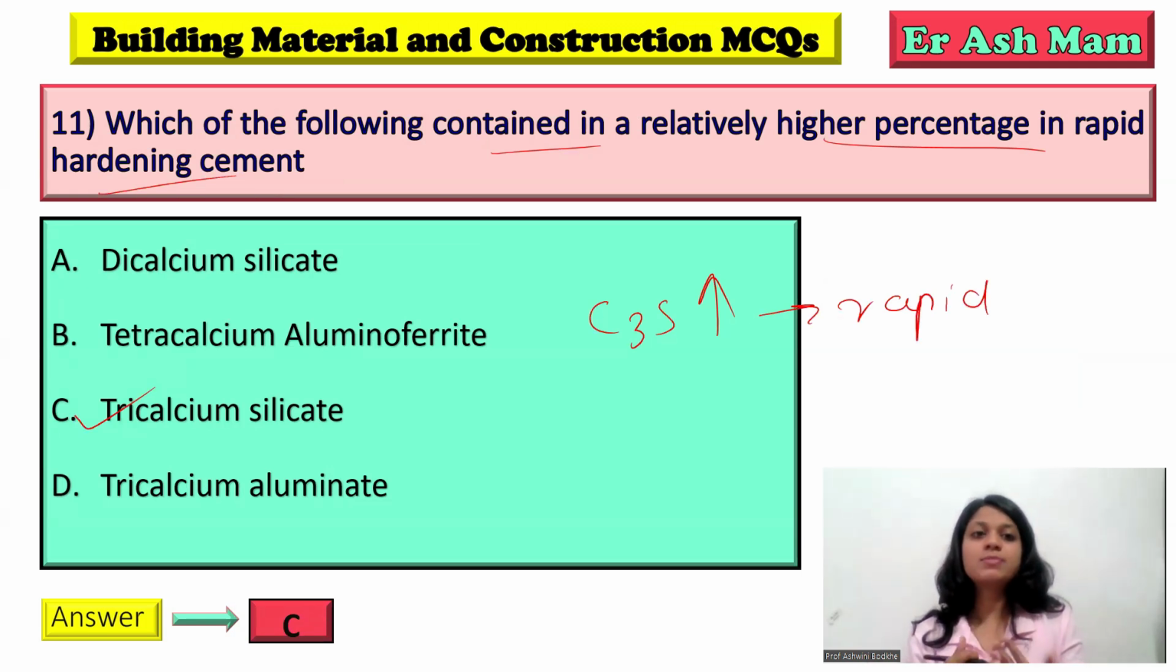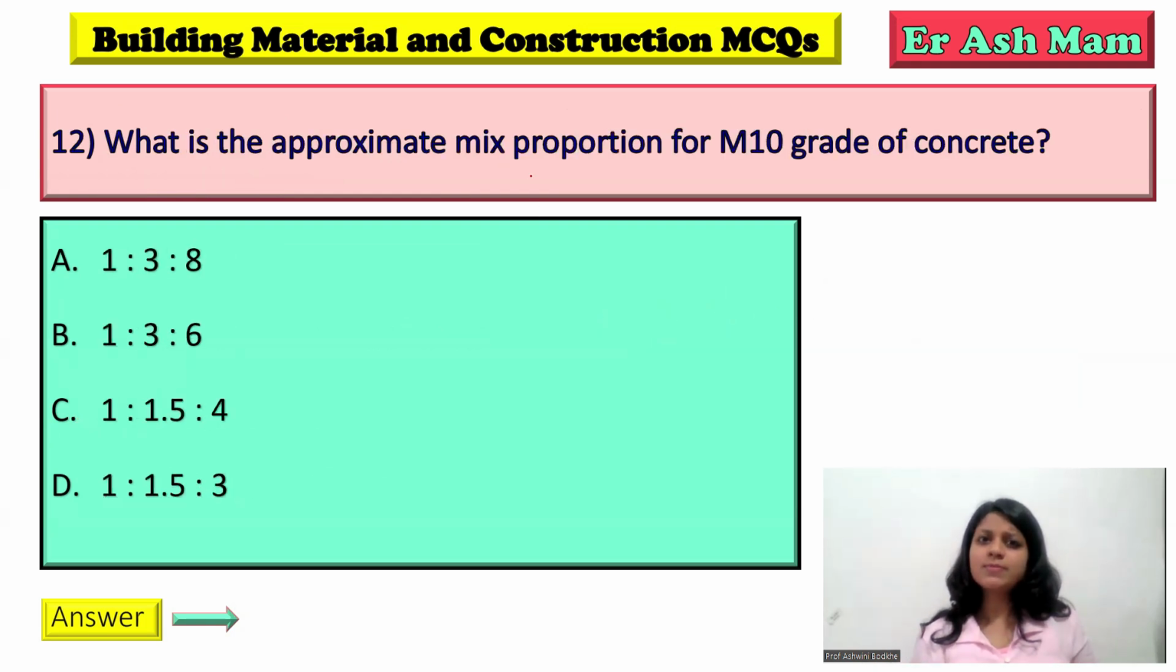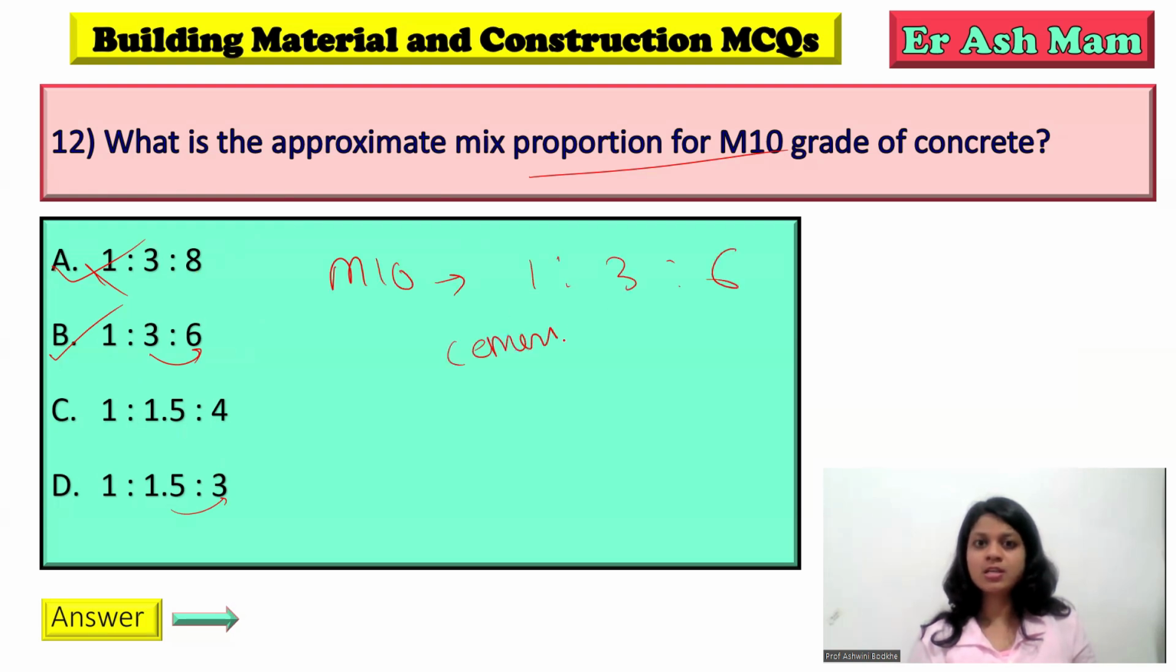What is the approximate mix proportion for M10 grade of concrete? So answer is 1:3:6. 1.5 into 2 is 3, like that. So for M10, 1:3:6. That is 1 part of cement, 3 parts of sand or fine aggregate, and 6 parts of coarse aggregate. Okay, cement, sand, and aggregate.